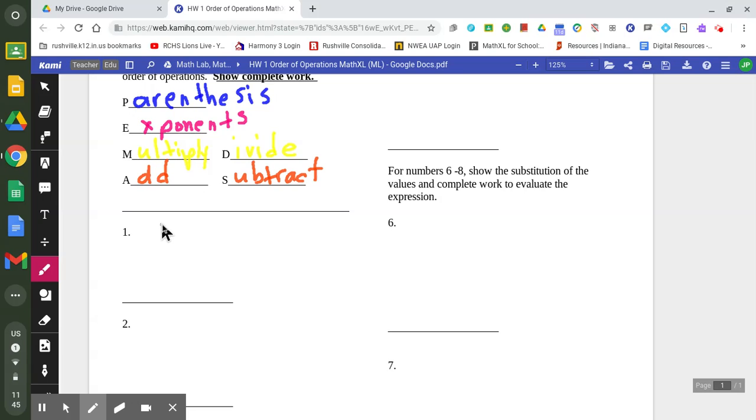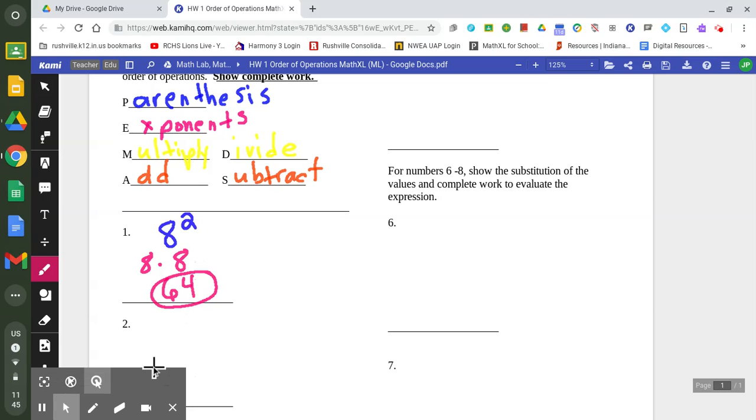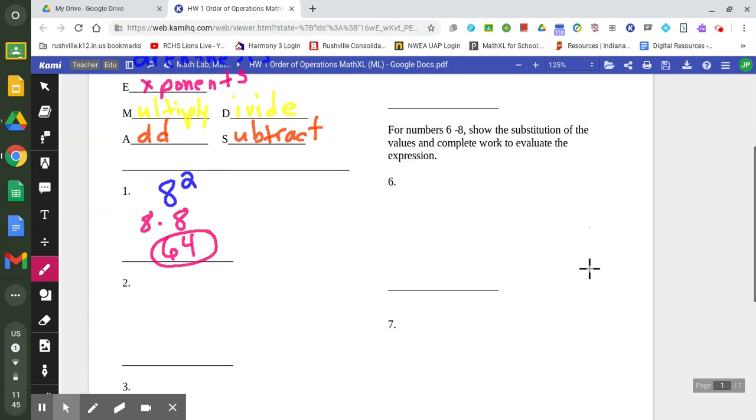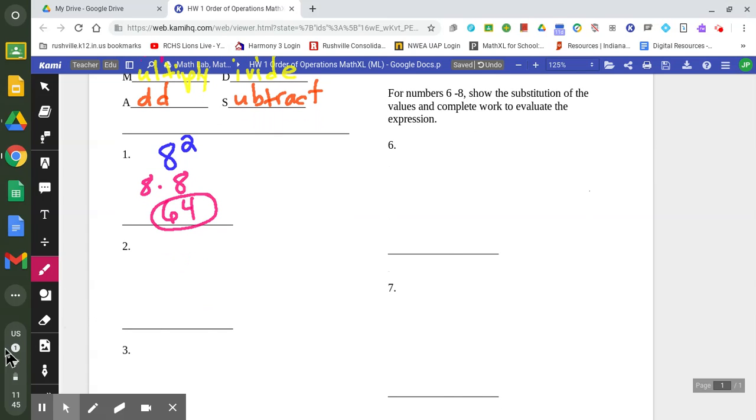the first one, you might get something like 8 squared. So the work that you are to show would be that this means 8 times 8, and then you can use your calculator, and your answer is 64. And that's just kind of a review of exponents. Now, the next one is a fraction, but we still do our squaring.